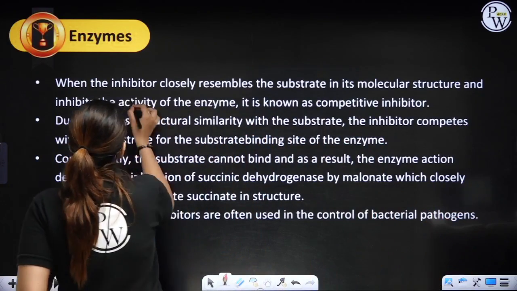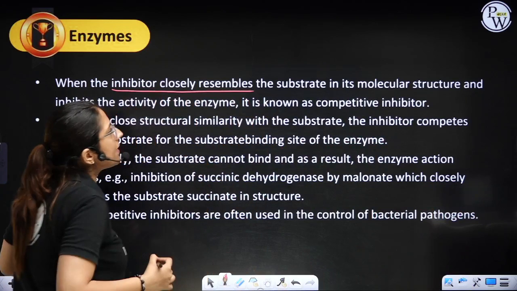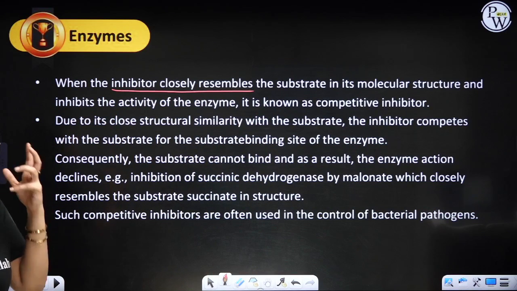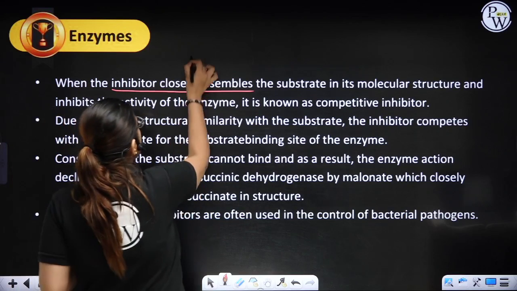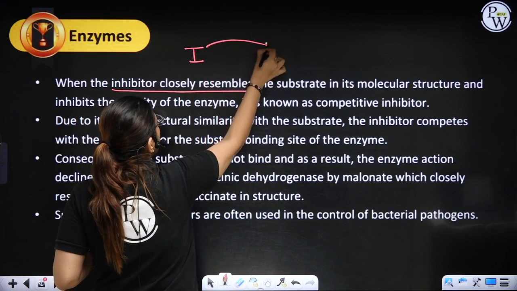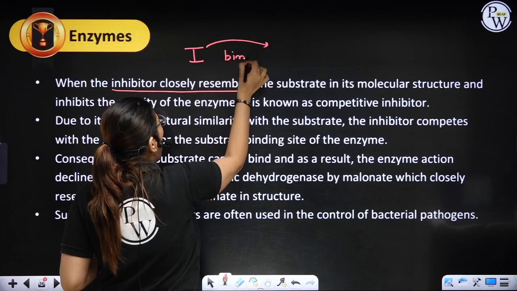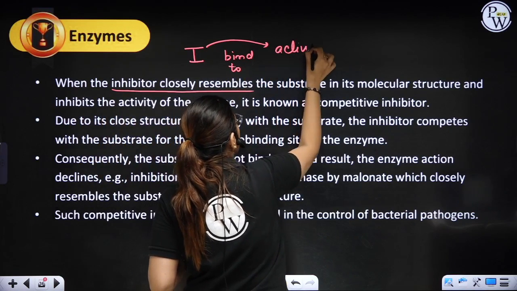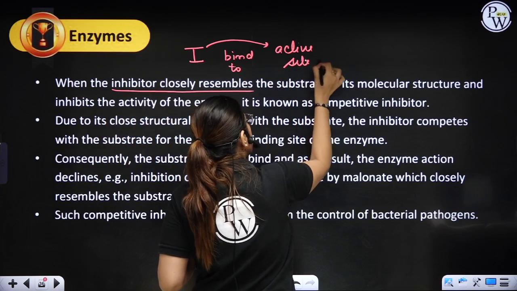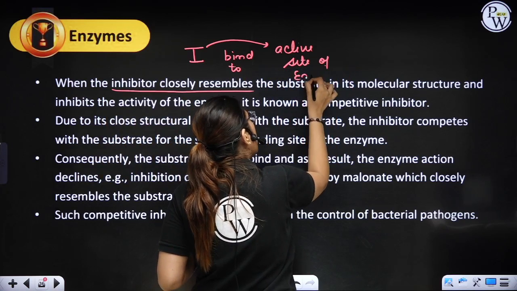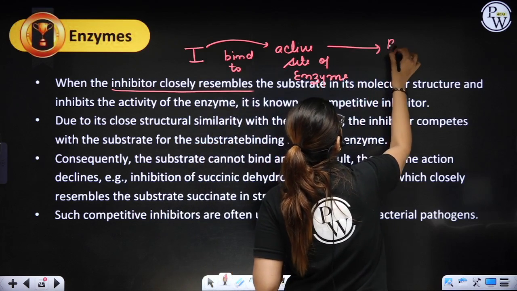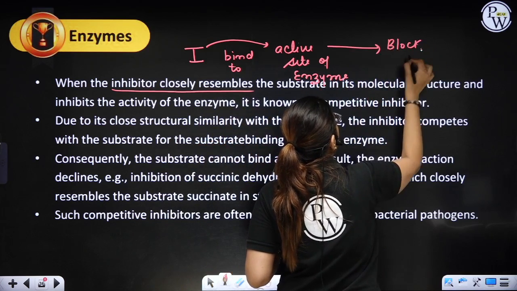Now here the inhibitor, when it closely resembles the substrate in its molecular structure, is termed a competitive inhibitor. So that means the inhibitor will do what? The inhibitor will bind to the active site of the enzyme, and when it binds to the active site of the enzyme, what will happen? It will block that particular enzyme.